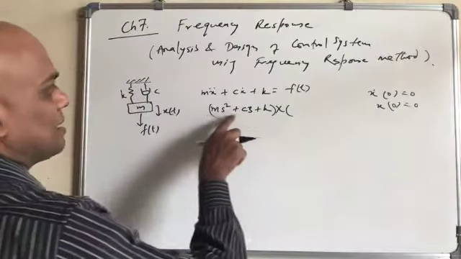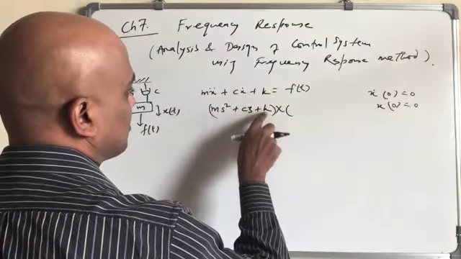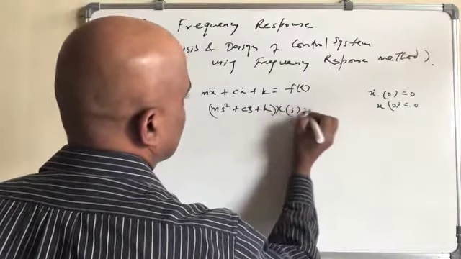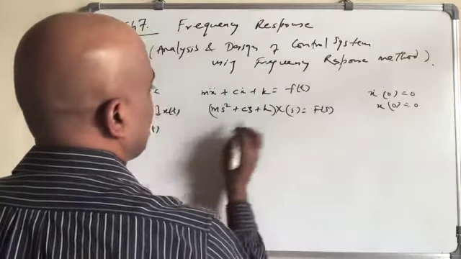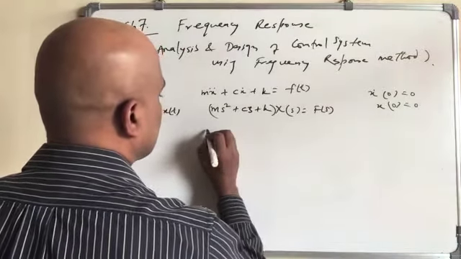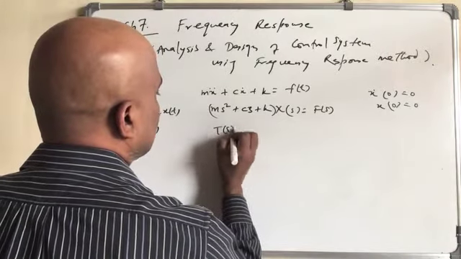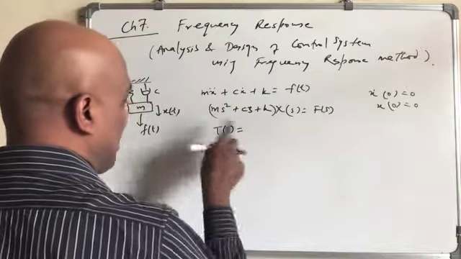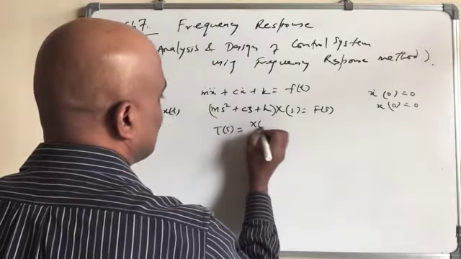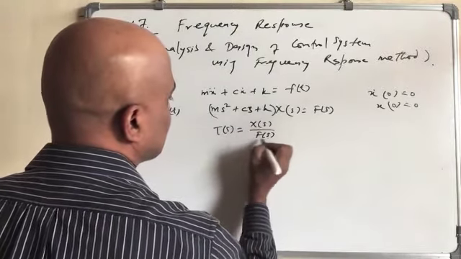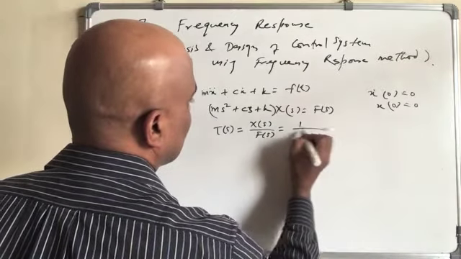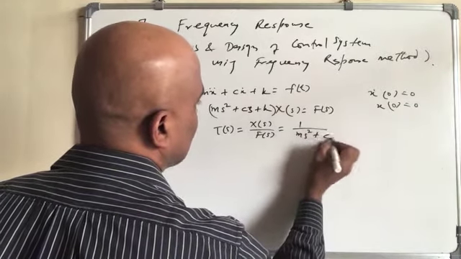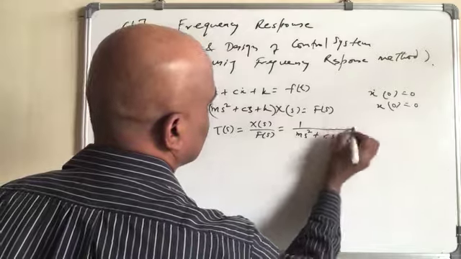Then in that case it will be like this: (m s squared plus c s plus k) X(s) equal to F(s), and hence the transfer function that we now have is X(s) over F(s), which is equal to 1 over m s squared plus c s plus k.